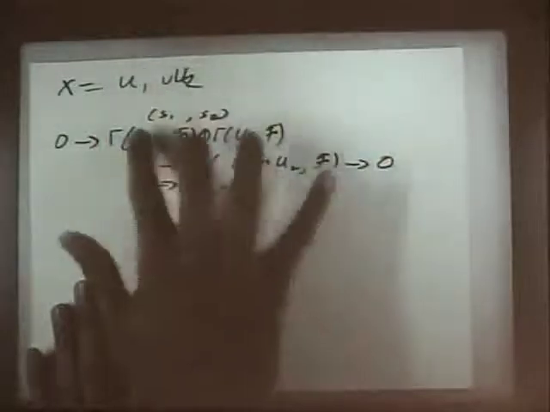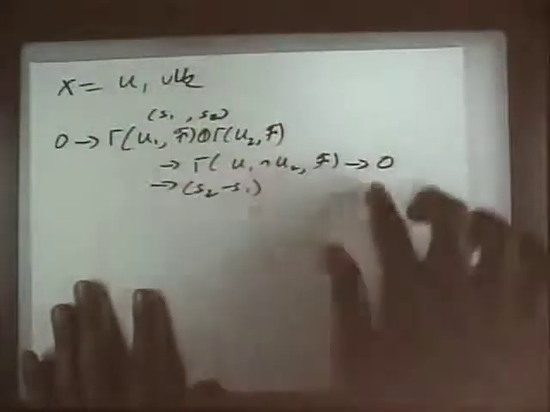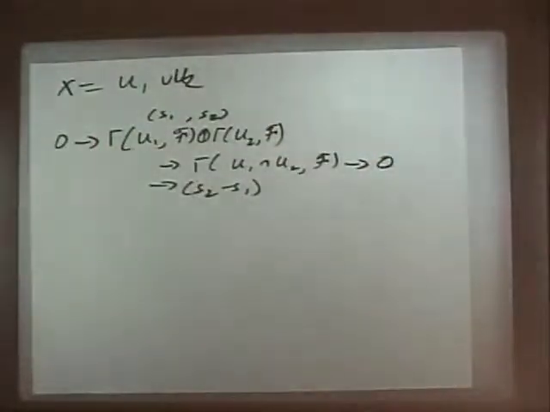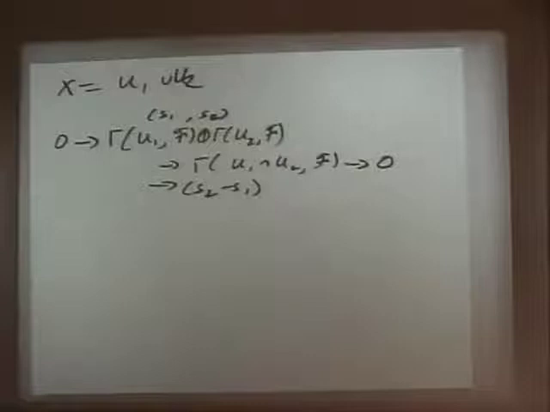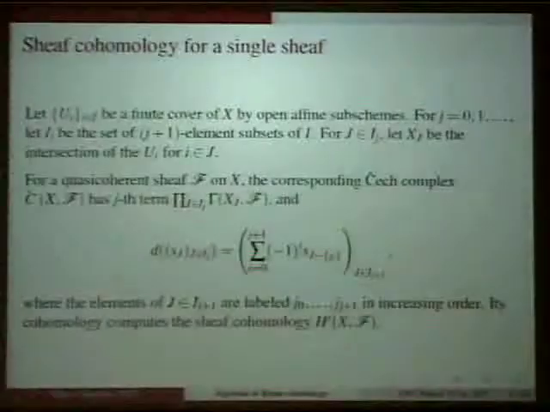Anyway, the point is, in general, if you have more opens, there's more complicated combinatorics. If you have 3 opens, you'd have 3 terms here, 3 terms here, and then 1 term at the end. And so the cohomology of this complex computes the sheaf cohomology, essentially because things are acyclic on affines.